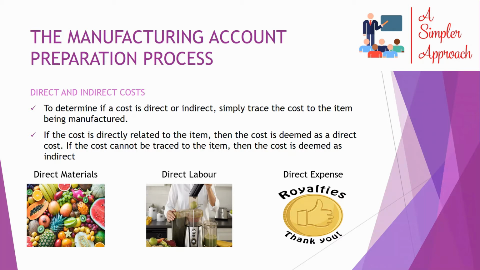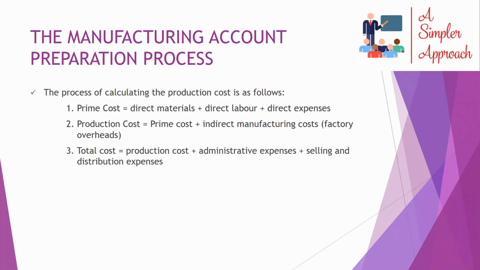Okay? So this brings out the concept of direct and indirect cost. If it is directly traced to the item being manufactured, then it is a direct cost. If it cannot be traced directly to the item, then it is called an indirect cost. Having explained direct materials, direct labor, and direct expenses, that takes care of number one, which is prime cost.